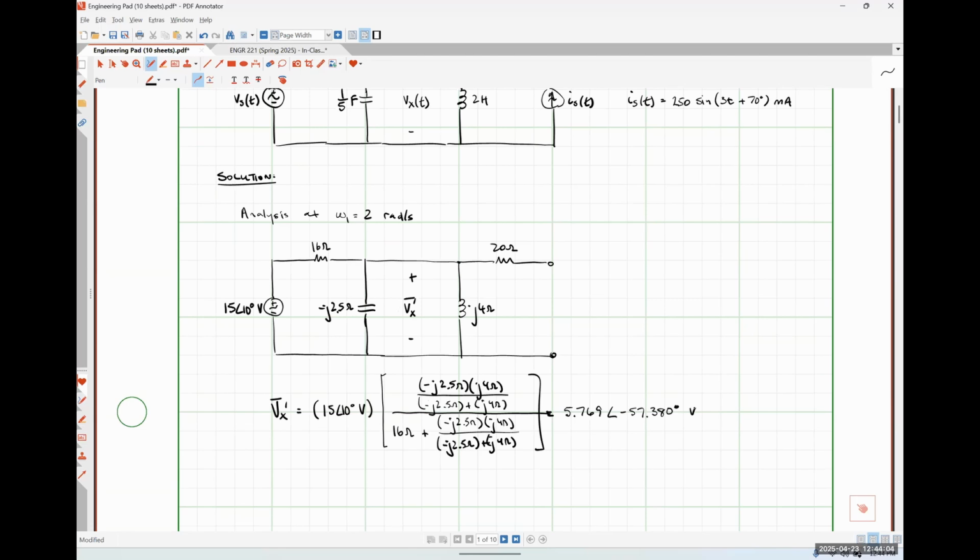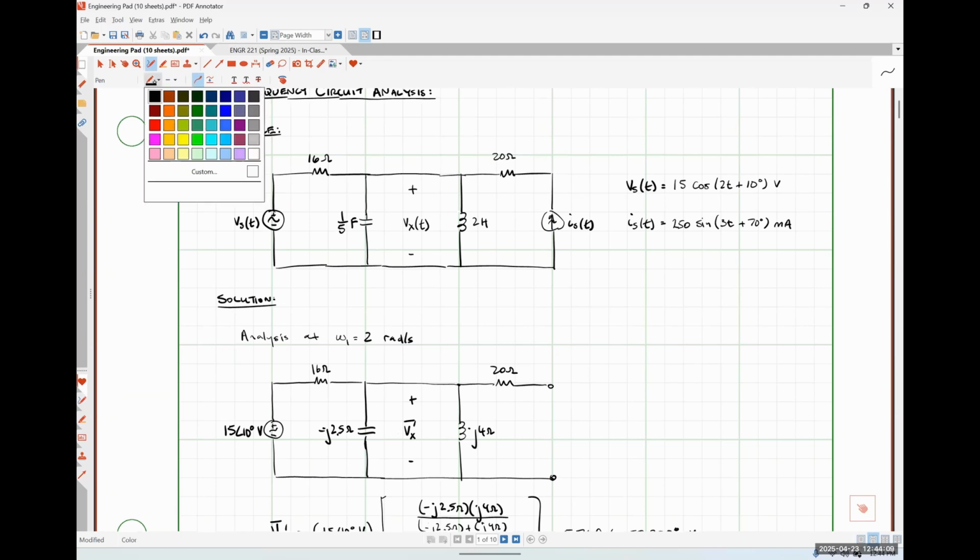Question. The 2 rad per second? Where did that come from? So when we look at our voltage source right here, that is our omega 1. And then when we do our analysis at our second frequency, this 3 right here is going to be the omega 2 that we use. So omega is always the number that is being multiplied by time inside of our sinusoidal signal. So that is our angular frequency of excitation.